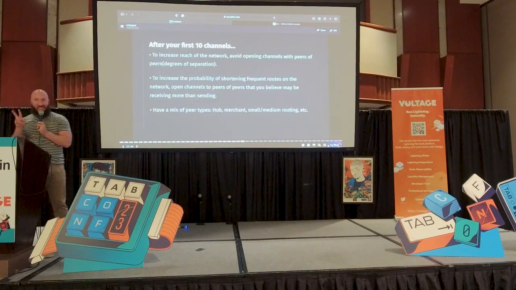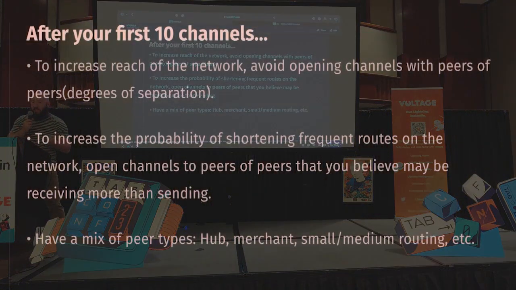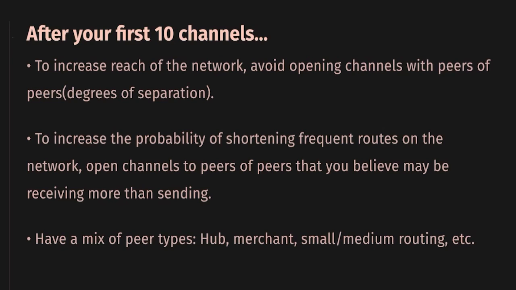Okay, so there's two things here. After you get your 10 channels, you can decide to open up peers in 2 different ways. You can try to increase your node's reach to the network. If you want to do this, a good rule of thumb is to avoid opening channels with peers that your peers have channels to, if that makes sense. So that's just a degree of separation, so you can expand reach.